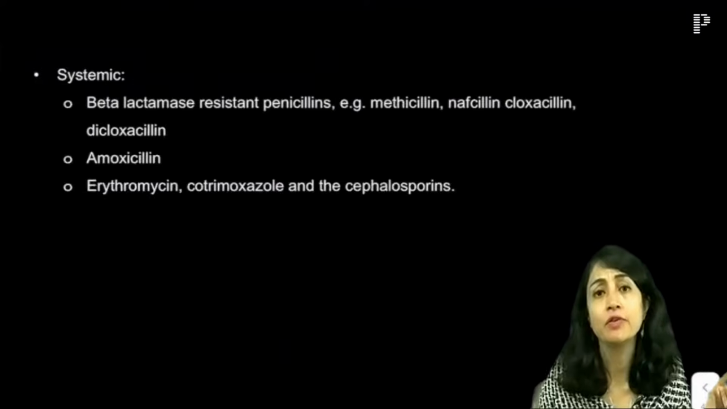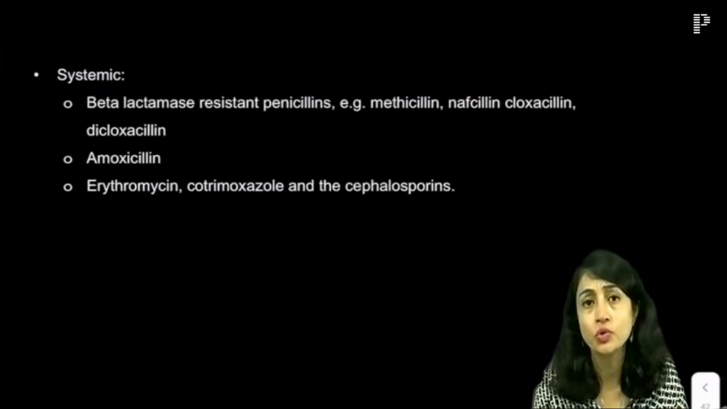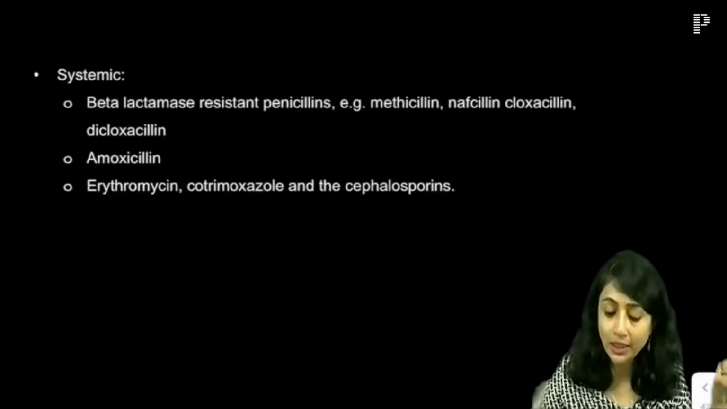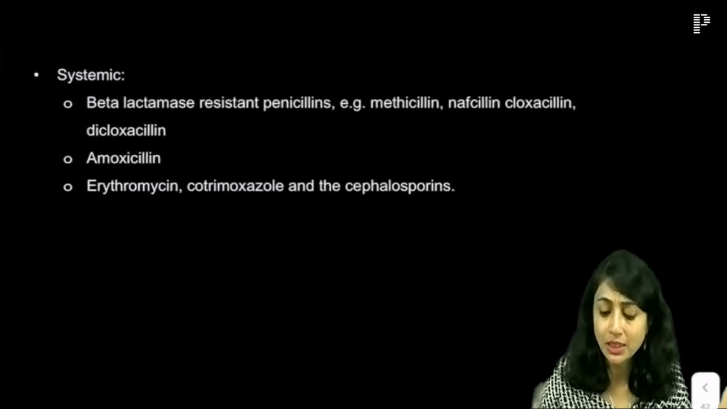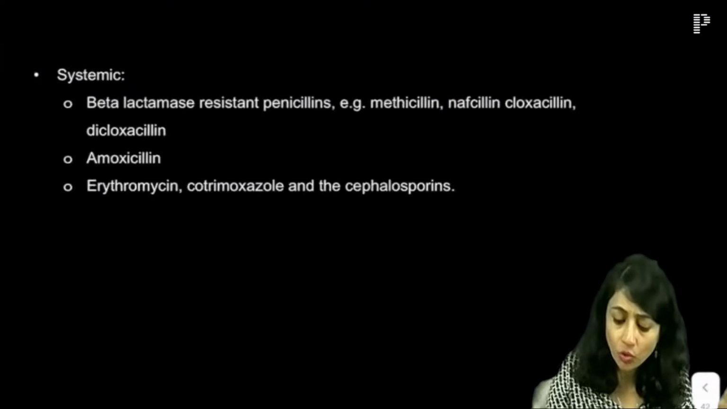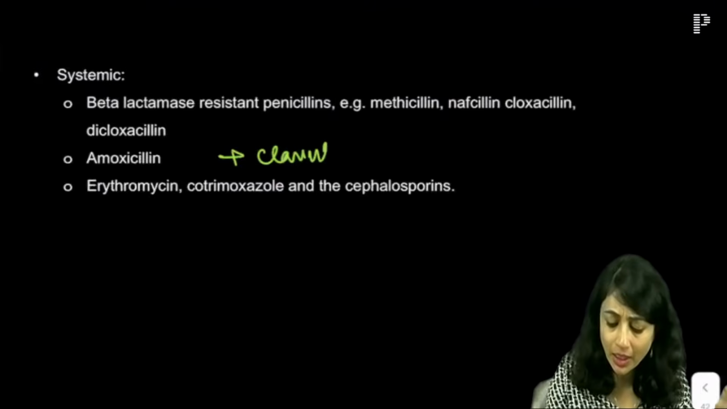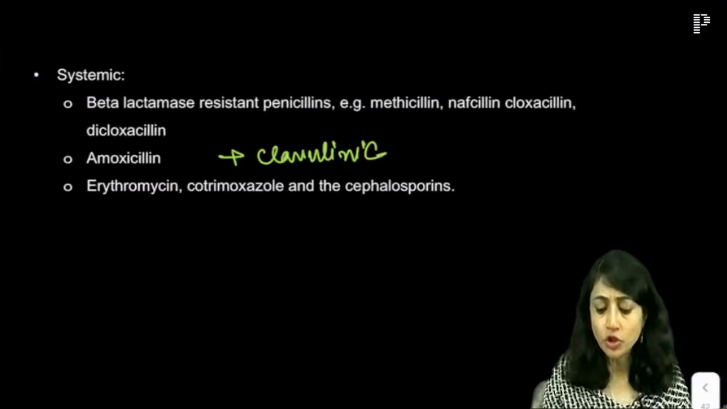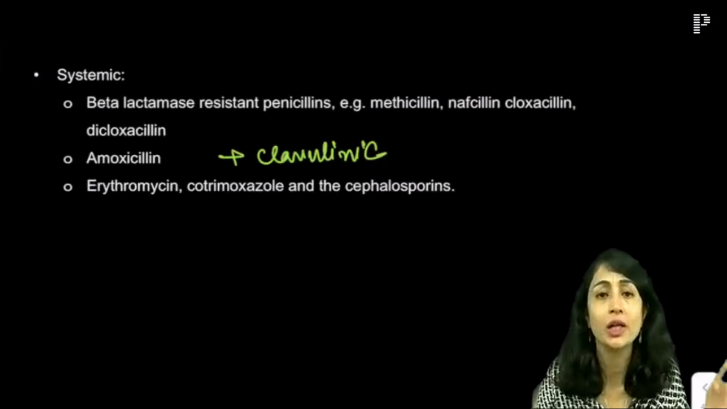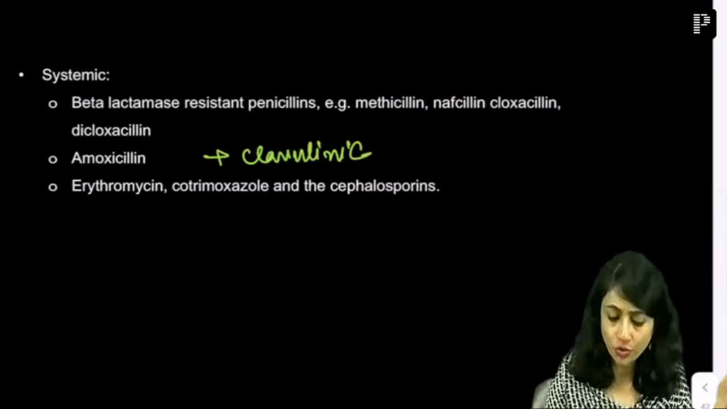Systemic antibiotics we will employ when we have a more diffuse infection, when we have deeper infections. Typically, we use beta-lactamase resistant penicillin. We can use methicillin, cloxacillin, dicloxacillin, amoxicillin. We can also combine it with clavulanic acid. Then erythromycin, cephalosporins, all these classes of oral antibiotics can be used.